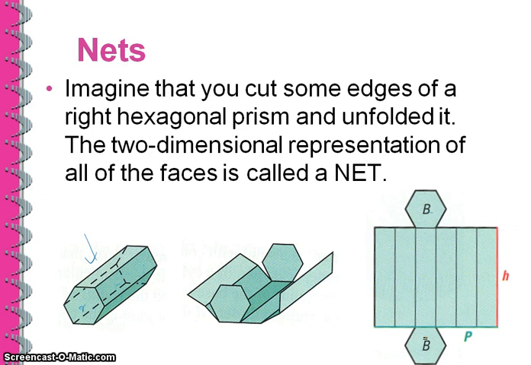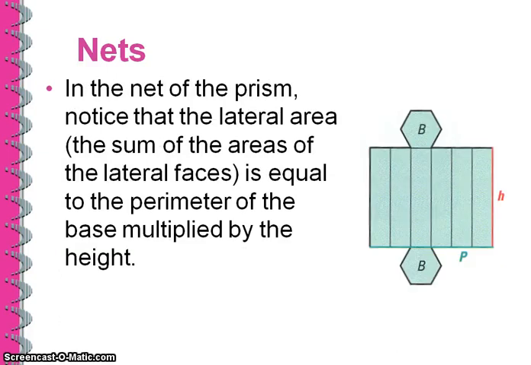Nets are just important so that you conceptually understand what it is we're doing when we're calculating surface area. So an interesting thing to look at in this net is that if I'm trying to find the surface area, I'd have to find the surface area of these two hexagons of my bases. But then I also need to find this surface area. And what would this surface area be?